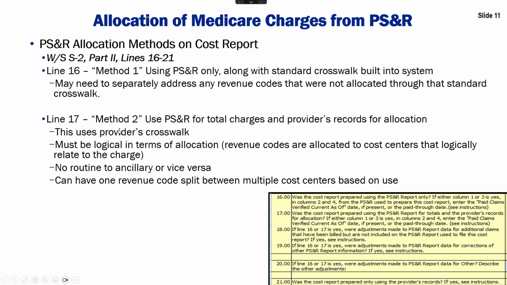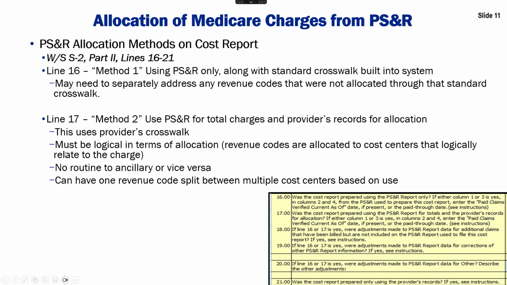Now, line 17 is referred to as method 2. It's where the PSR is used for total Medicare charges, in other words, the sum of all the Medicare charges. And then the provider's records are used for allocation. These are sometimes called the crosswalk or sometimes a statistical allocation. But we need to identify what you used at the time of the initial submission of the cost report, and we're going to reapply that with the new PSR.